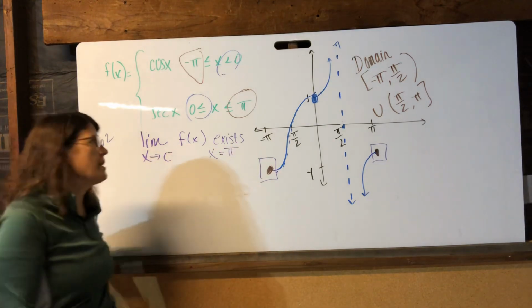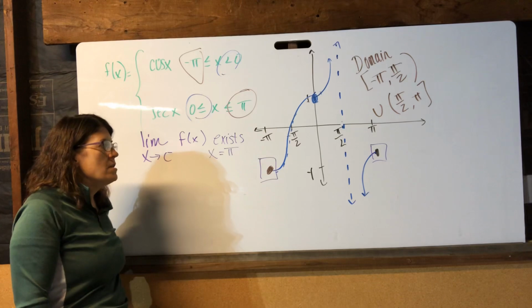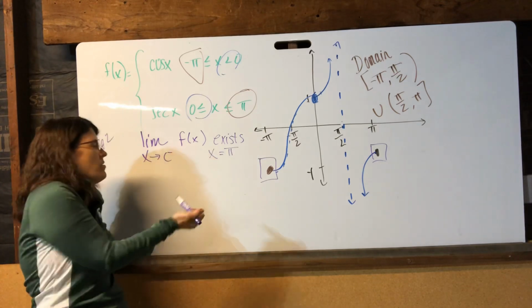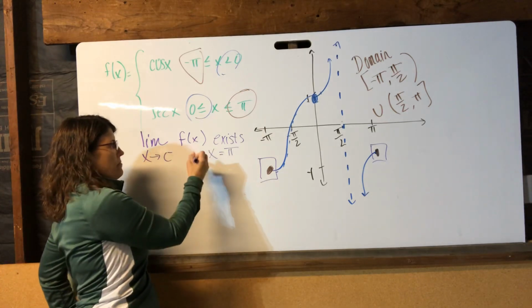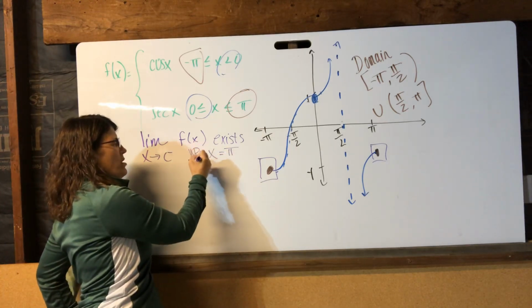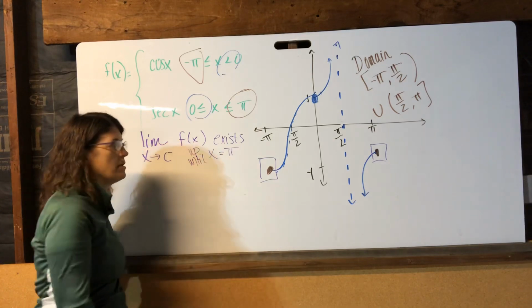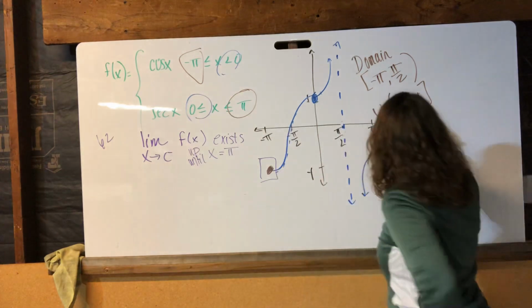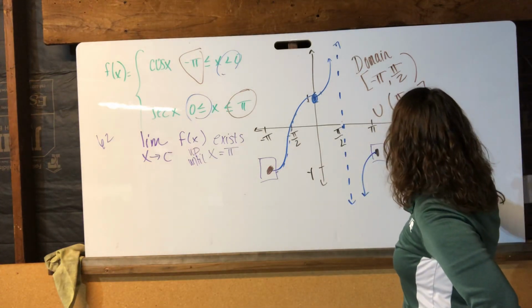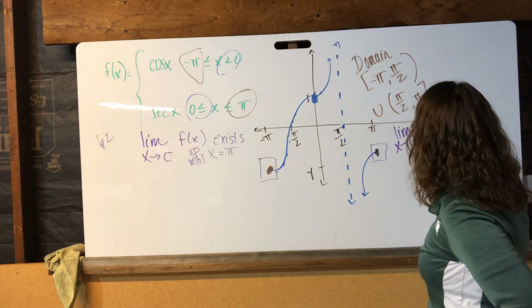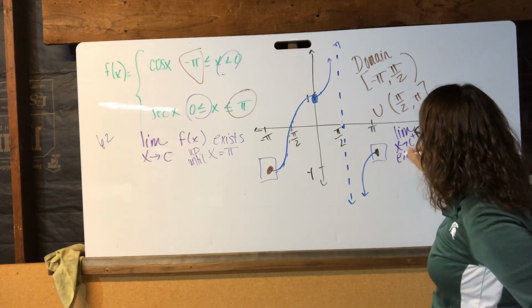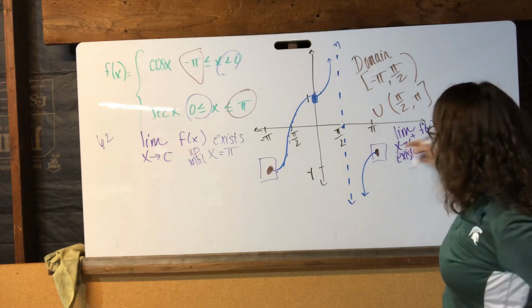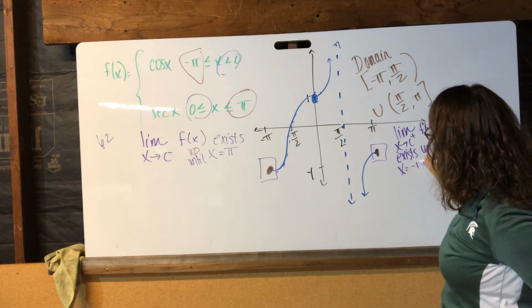That's not the best wording. The limit exists up until, I'm just going to say up until. That's not great math language, but we'll figure that out. From the right, what do you think that's going to be? The limit as x approaches from the right of this function exists, I'm coming from the right, until x equals negative pi.